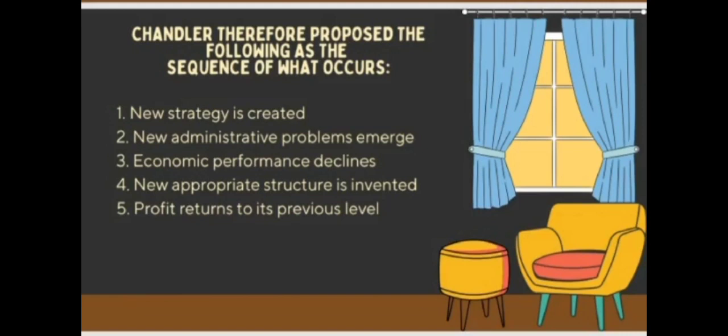New strategy created. New strategies are so important. Having a clear and focused strategy is critically important to the success of your business, and without a well-defined strategy, yours may stall or even fail.